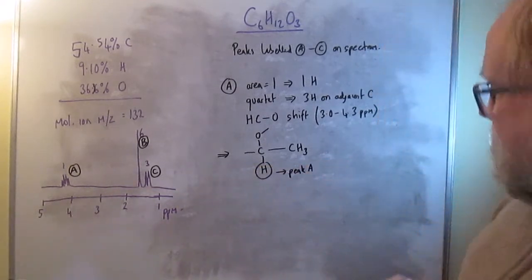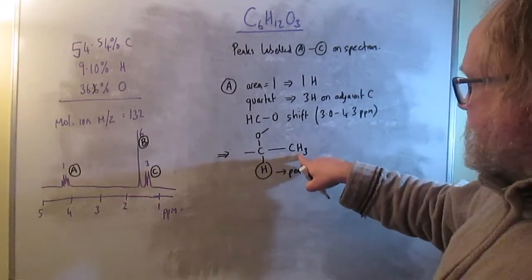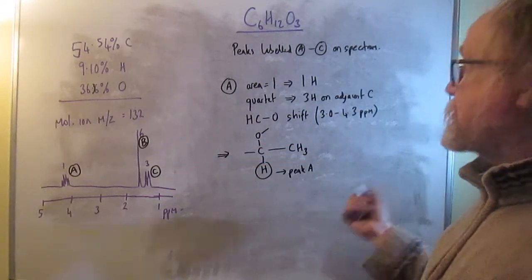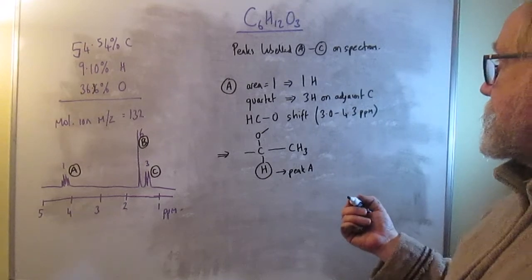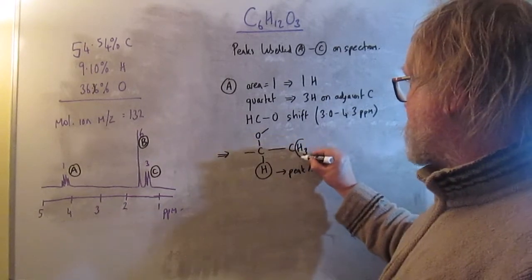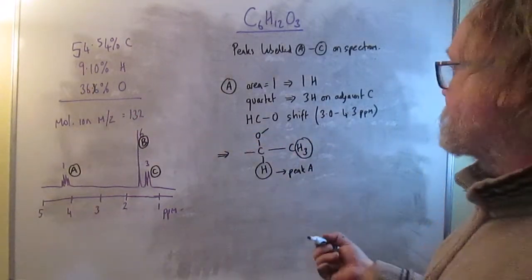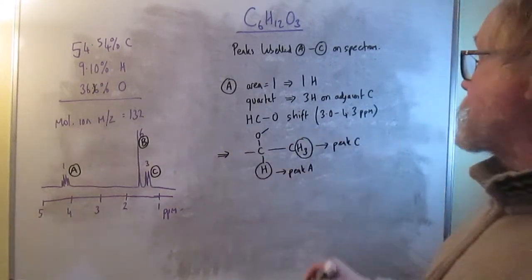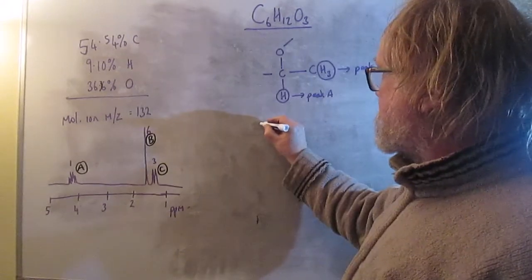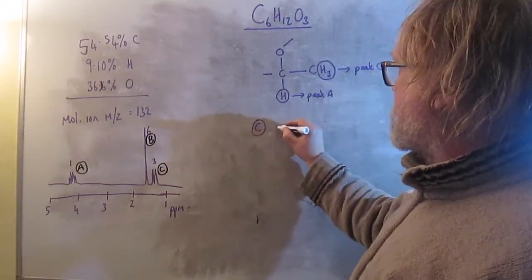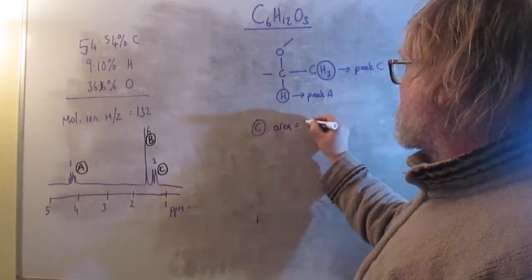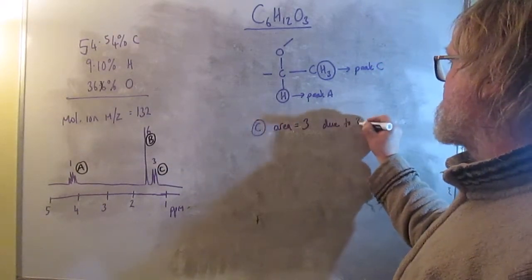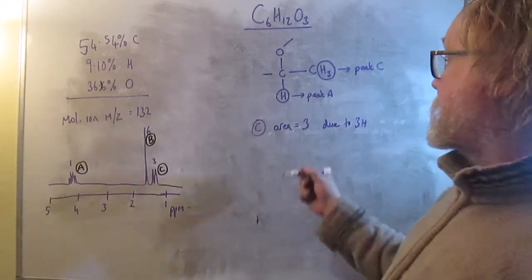So now it's obvious that this CH3 comes from peak C, but we should spell that out, okay, make it clear that we've recognised that. So that must come from peak C, and we can just document the detail for that. So peak C has an area of 3 because of the 3 hydrogens in the methyl group. So we can say that.